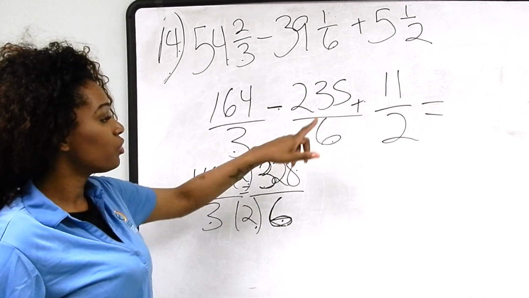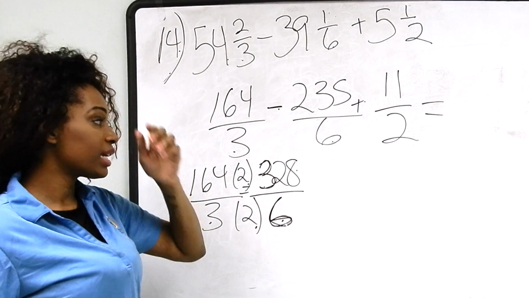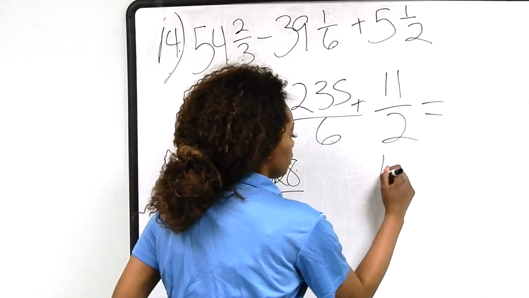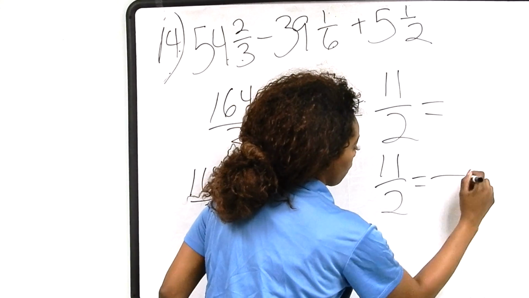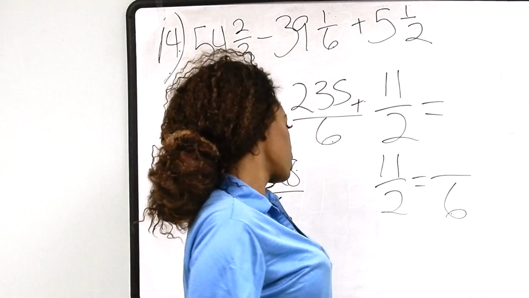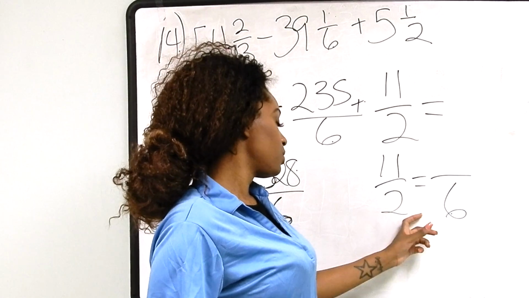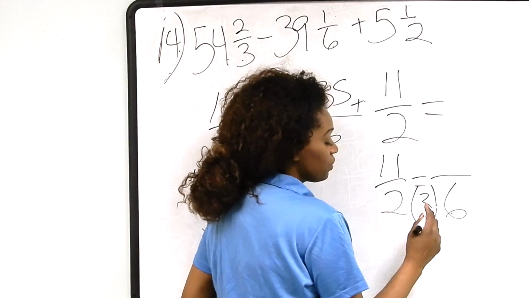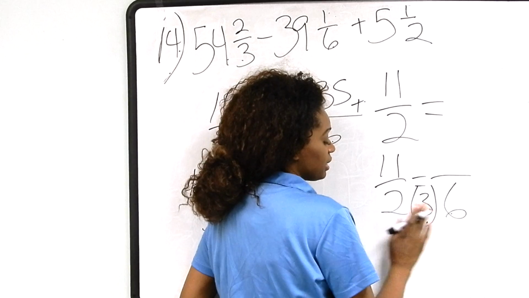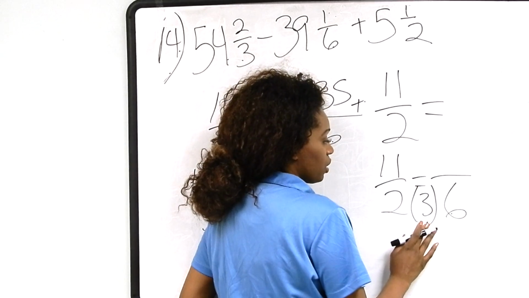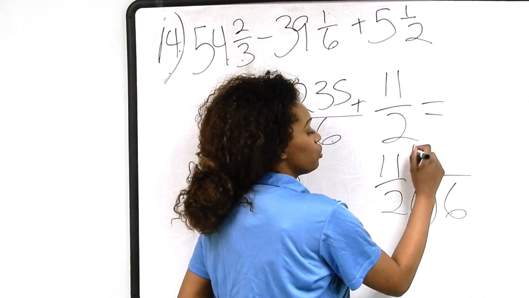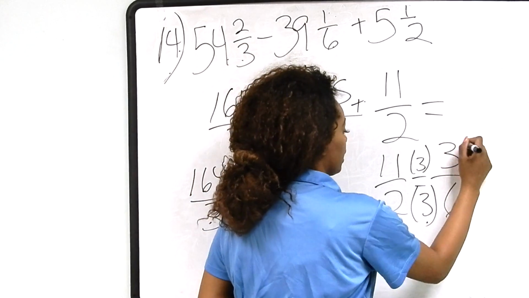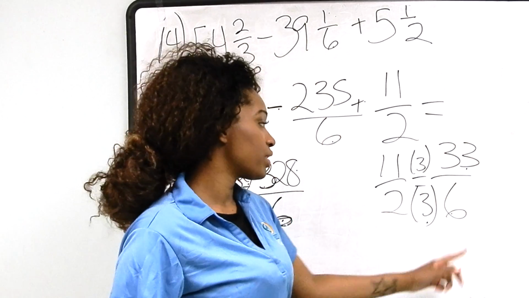We don't need to worry about the 235 because it's already over 6. But we do have to change our last fraction, 11 over 2, into a number over 6. To get from 2 to 6, we have to multiply by 3. If you didn't know that off the top of your head, you would take the number 6 and divide it by 2, and you get 3. So whatever we do to the denominator, we must do to the numerator as well. So we're going to multiply the numerator by 3, and we get 33 in the numerator. So it's 33 over 6.